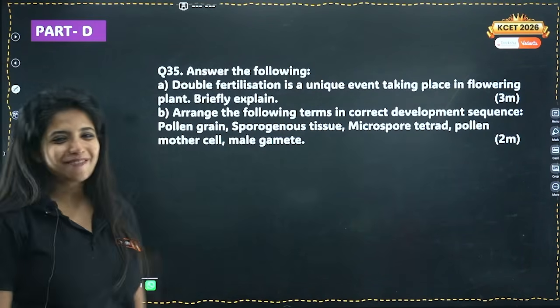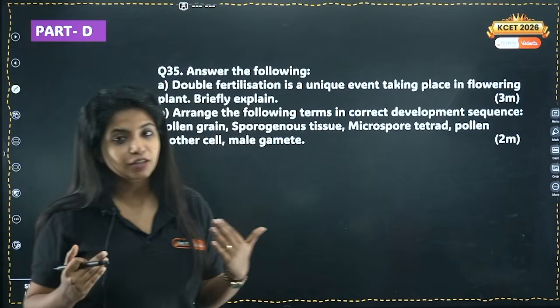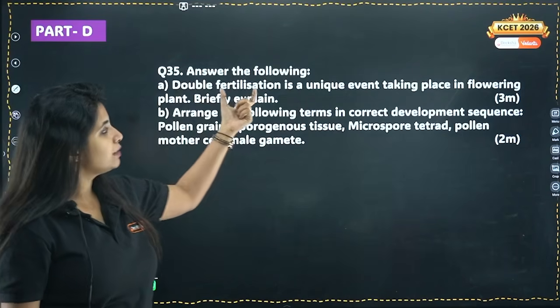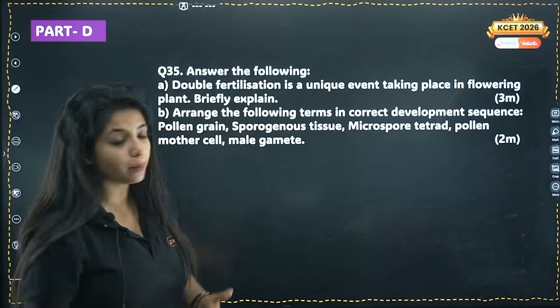And that's how we end part C, that is the 3-marker question. Now we have the 5-marker questions up there, and the list goes like this. Double fertilization is a unique event taking place in the flowering plants. Briefly explain. How do we explain double fertilization?